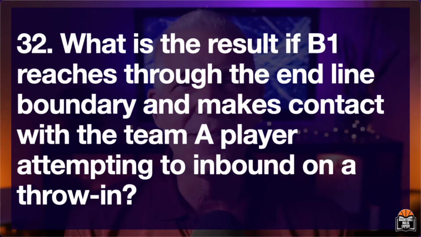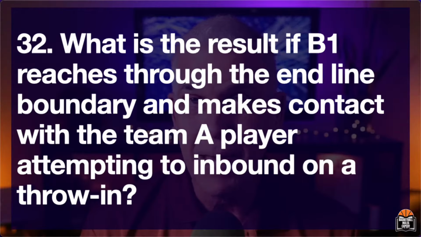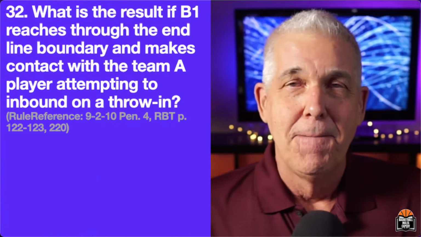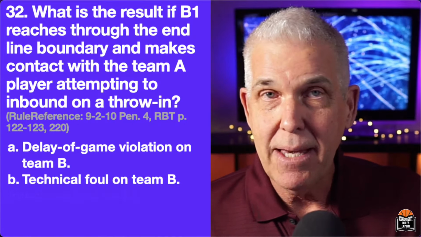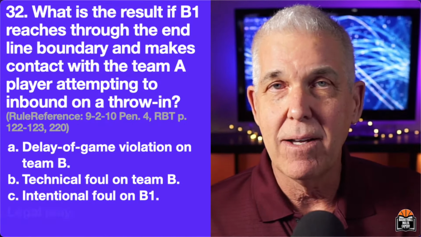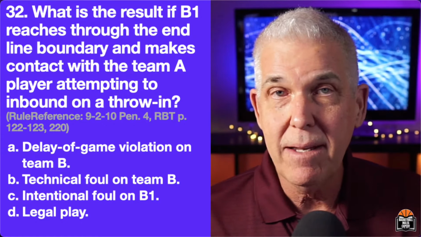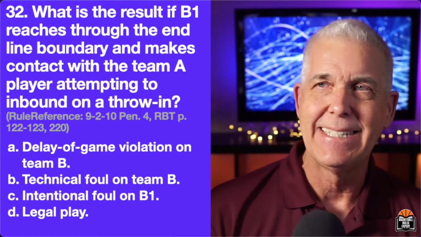32. What is the result if B1 reaches through the end line boundary and makes contact with a Team A player attempting to inbound on a throw-in? A, delay of game violation on Team B. B, technical foul on Team B. C, intentional foul on B1. D, legal play.